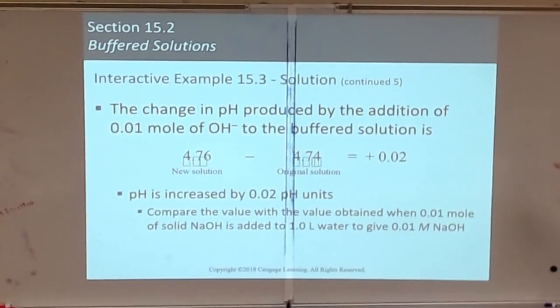So pH is increased by 0.02 pH units. We went from a 5 pH unit change, which is how much we would have moved without this buffer. So buffer's really important. You need to know.